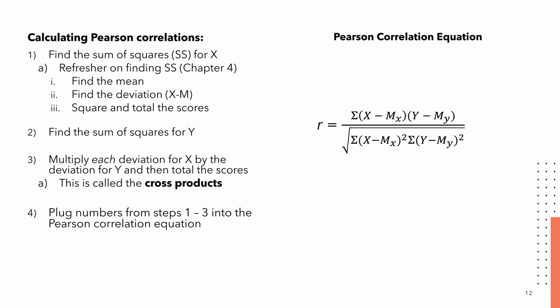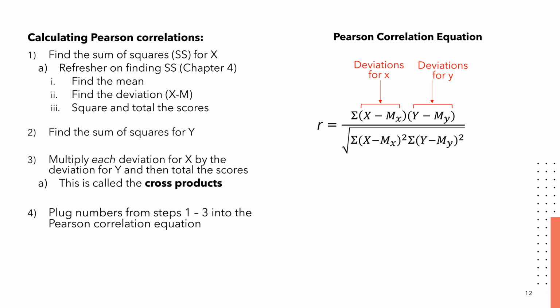In the numerator, we have sigma, which means sum, in parentheses, x minus the mean of x. The subscript here is just so you can differentiate what mean goes where. This is multiplied by y minus the mean of y. And if you notice, the score minus the mean is just the deviation, which is a step in finding the sum of squares. So this is the deviations for x multiplied by the deviations for y, which is the cross products we'll learn to calculate in a moment.